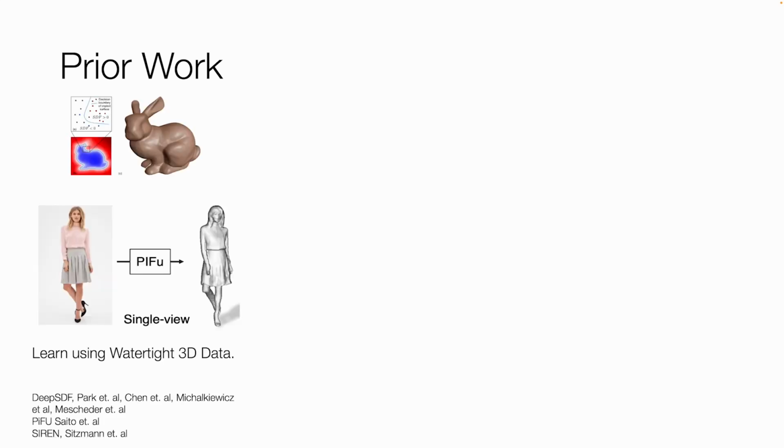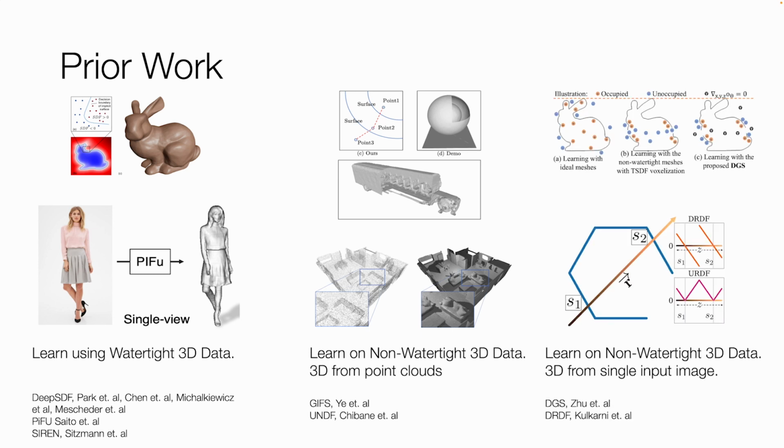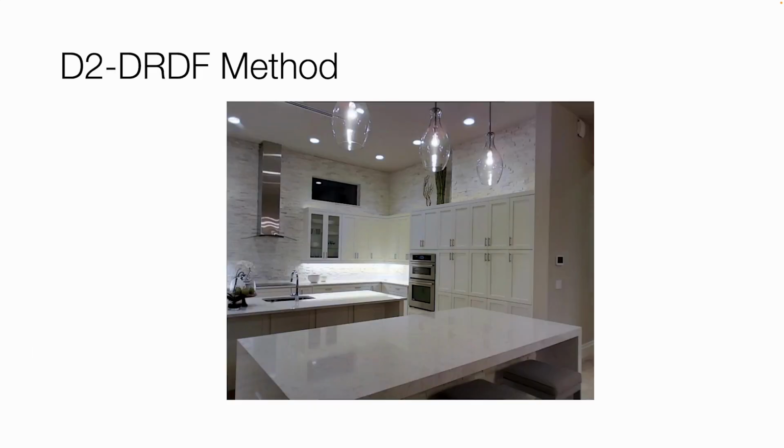Our goal is related to a lot of prior work in 3D, and we show the most relevant ones here. Works like FIFO and DeepSDF train on watertight object mesh data. GIFS and NDF train a point cloud to 3D implicit field on non-watertight mesh data, which differs from our single image to 3D problem. DGS and DRDF train a single image to 3D implicit function, but use non-watertight mesh supervision.